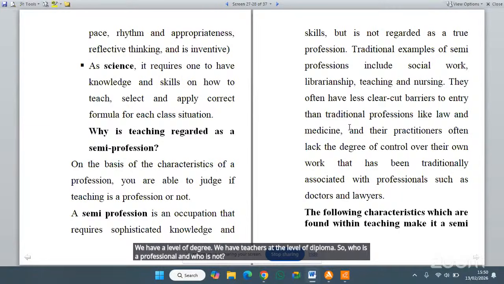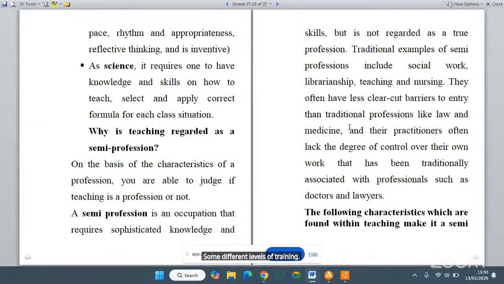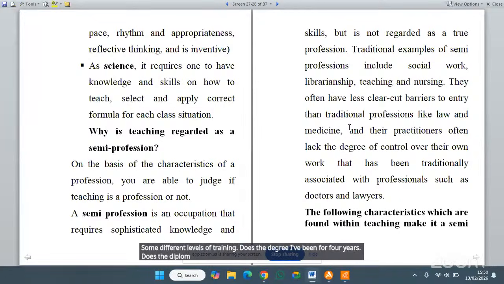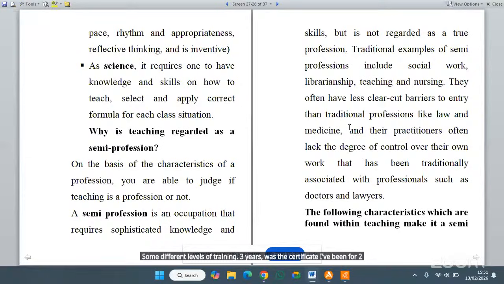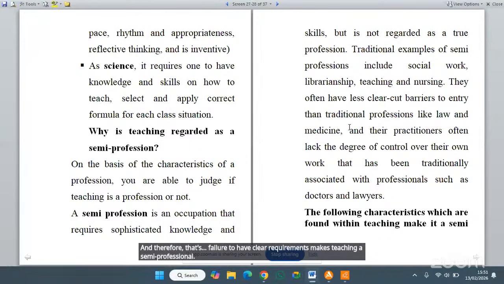Some have different levels of training. Those with a degree are trained for 4 years. Those with a diploma are trained for 3 years. Those with certificates are trained for 2 years. And therefore, that failure to have clear requirements makes teaching a semi-professional activity.